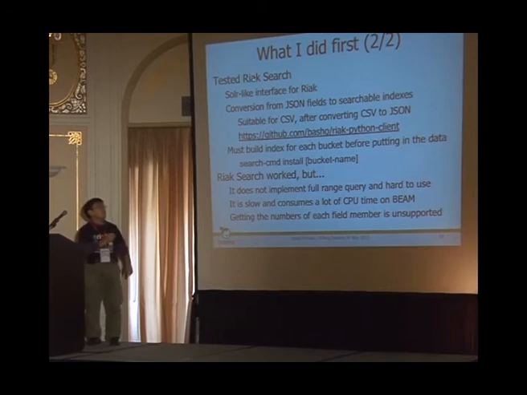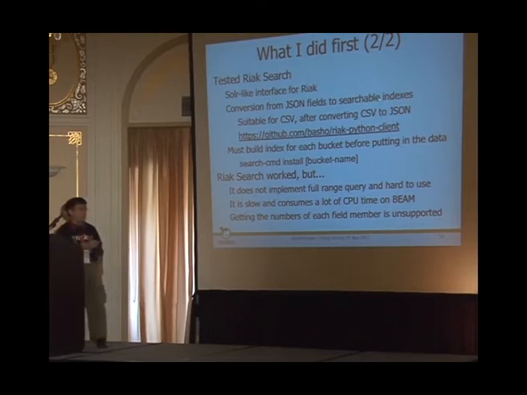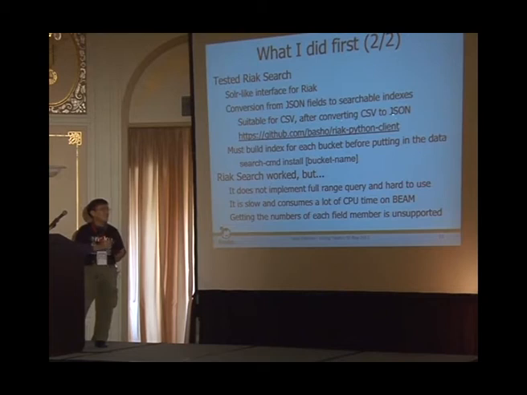And next, I tried to test Riak Search. Riak Search has a Solr-like interface, and it mimics Solr, a set of the command list of the search parameters. And Riak Search has its own conversion facility, JSON fields to searchable indices or indexes. In Basho, there's a discussion on which you choose, indices or indexes, but people are now using indexes, whether it's grammatically correct or not. So I stick with indexes right now. And it's sort of CSV after converting CSV to JSON. And Basho has its own Python client.